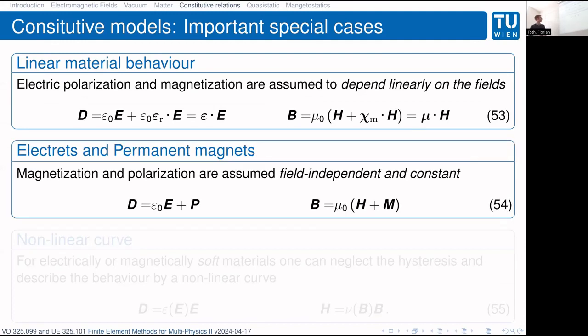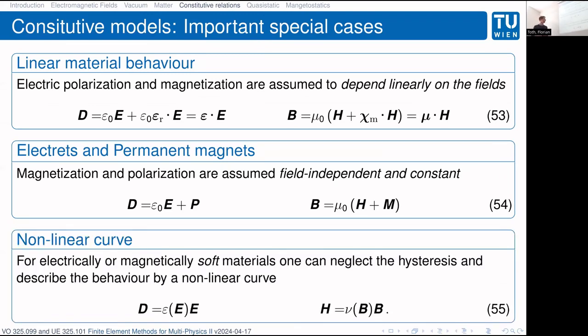If you go to electrets and permanent magnets, these are materials that have an inherent polarization and an inherent magnetization. Then you can, of course, prescribe the value directly. So you have the polarization known, the magnetization known, and you can insert this directly.